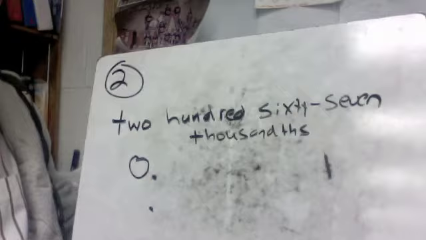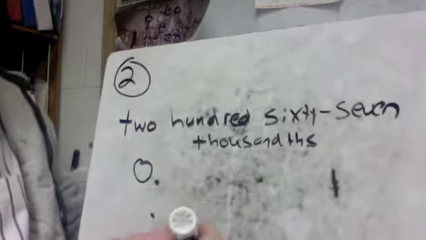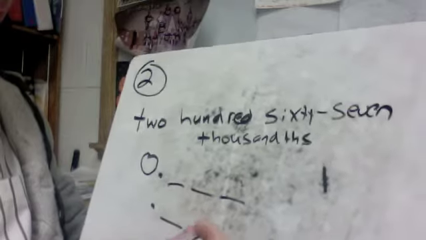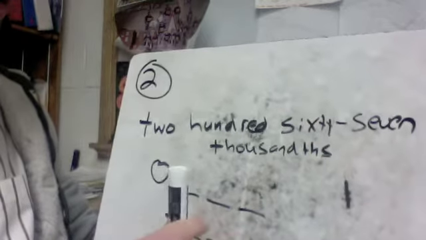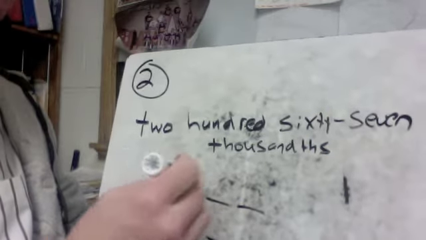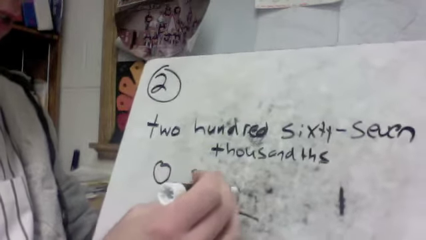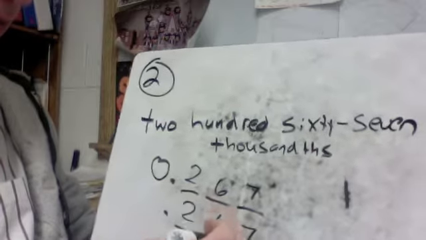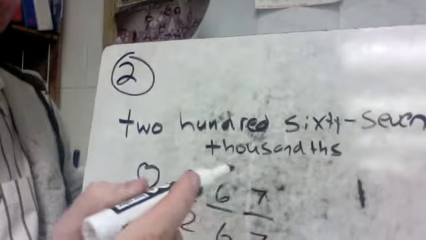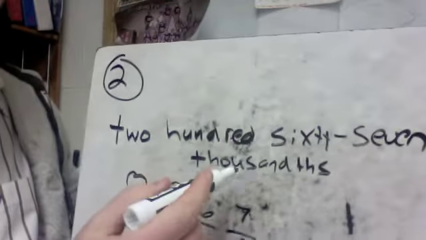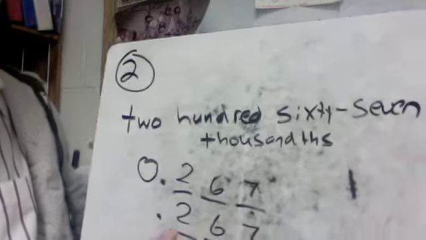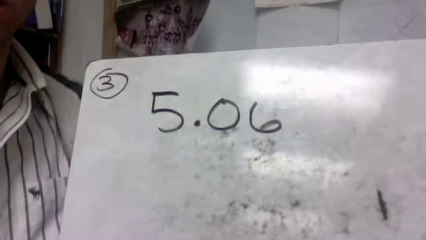267 thousandths. Okay, we know our last number needs to be in the thousandths place. Tenths, hundredths, thousandths. 267, we have 3 digits, so it's going to fit nice and easily there. We don't need any zeros, so we have 267 thousandths. This one would read 0 and 267, and the 7 is in the thousandths place.